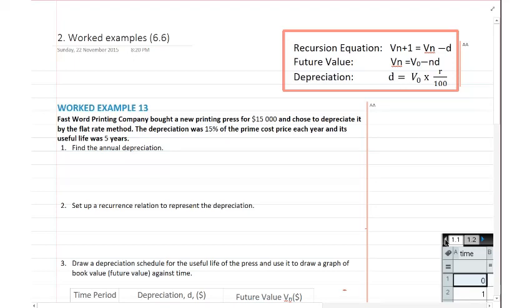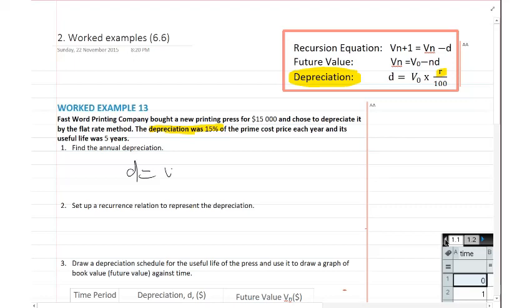Question. This printing company bought a new printing press for 15 grand and chose to depreciate it by the flat rate method. Its depreciation was 15% of the prime cost price each year, and its useful life was 5 years. So for the annual depreciation, the 15% comes into that R of the prime cost. You can make that link, and the important point is the fact that you've got depreciation.